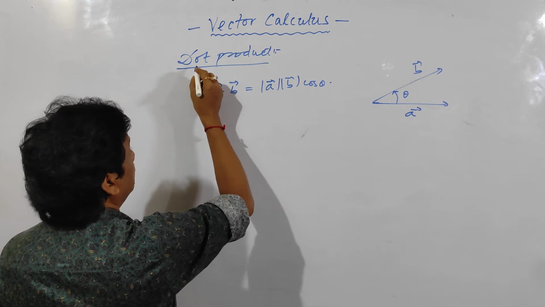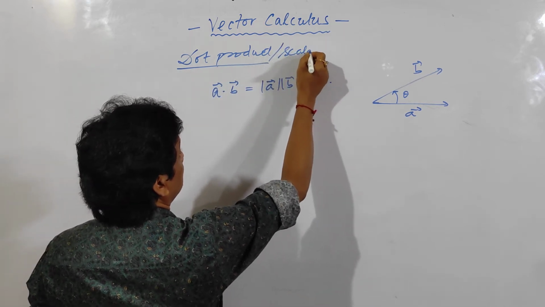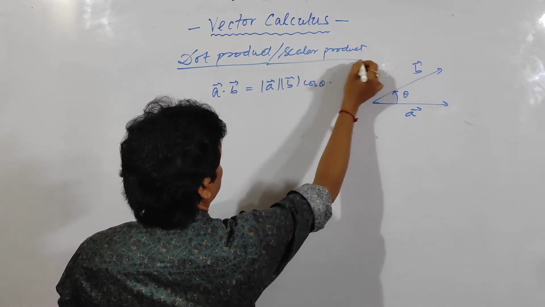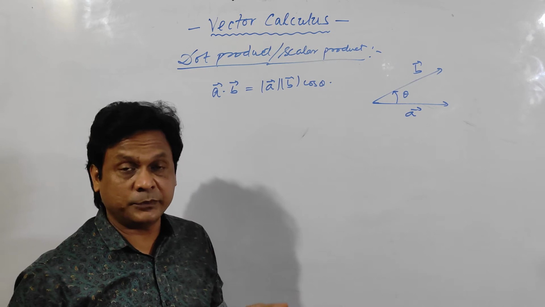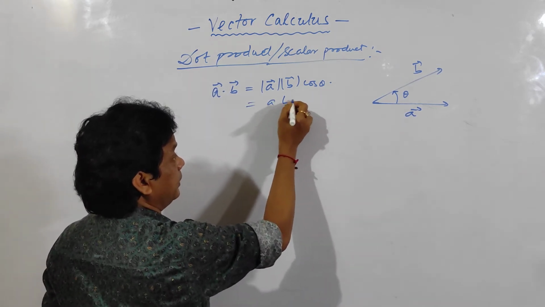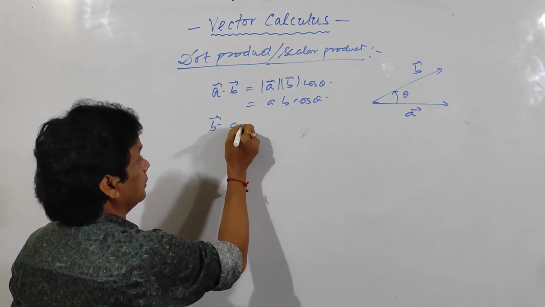Or you may say dot product or scalar product. And what is the definition of A dot B? A vector mod into B vector mod into cos theta, or simply you may write AB cos theta. Clear? Now what is the value of B dot A?